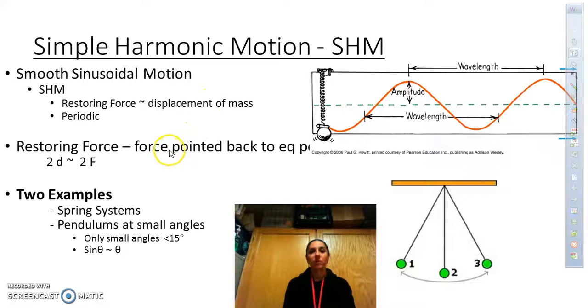So for your cases for physics, you're just going to need to know that simple harmonic motion examples are simple pendulums and simple springs. That's the biggest thing you need to know about this. Restoring force points back to the equilibrium position. So I demonstrate that with the pendulum right here, and although we didn't have a force arrow, you'll notice that it will do the same thing.